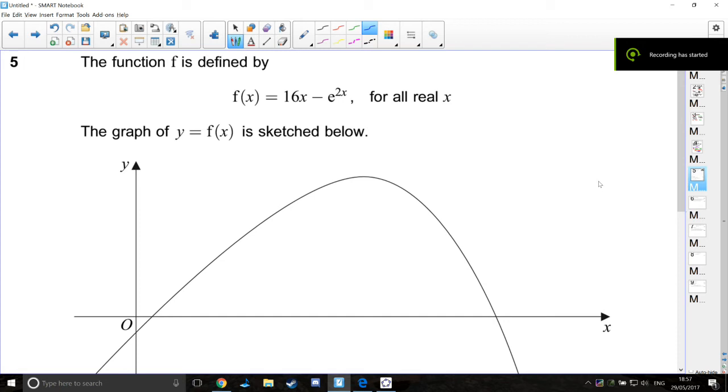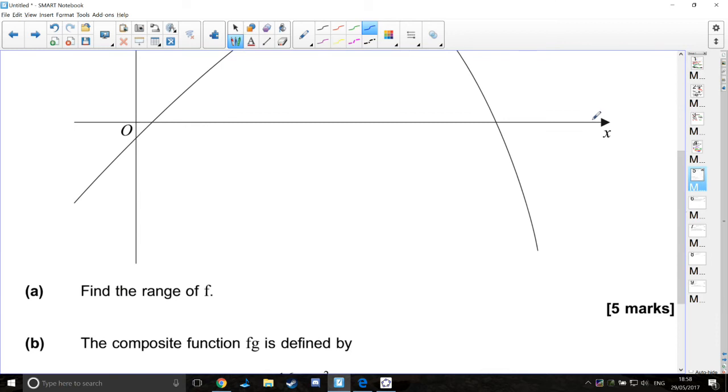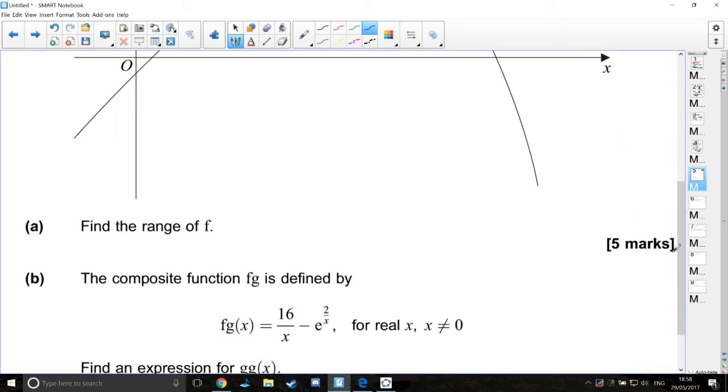Okay, question 5 of the C3 2016 paper. The function f is defined by this for all real x, and the graph of it is sketched below. Find the range of f. Now this is a very odd question, and also you should take note of how many marks this is worth. This is 5 marks for working out the range of a function. This isn't something that you can just spot straight away. There's got to be something quite in-depth here.